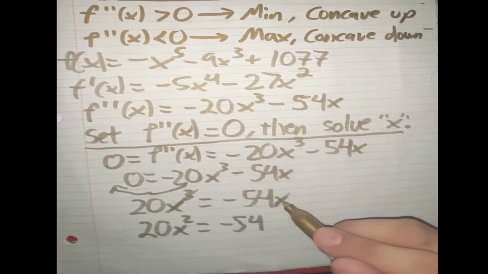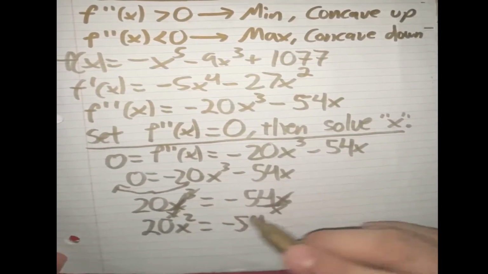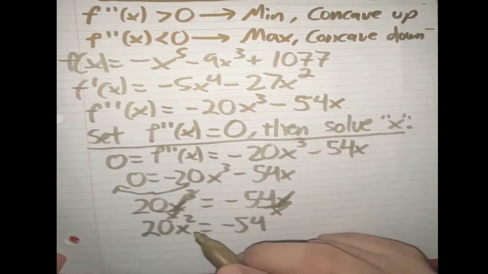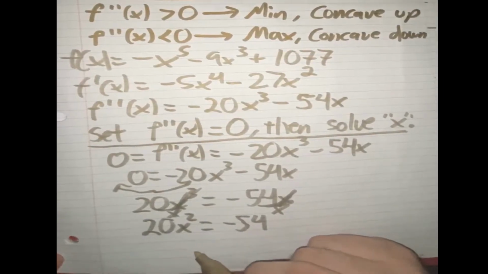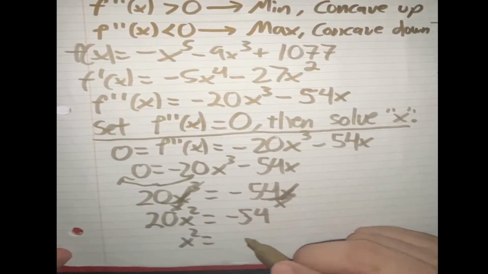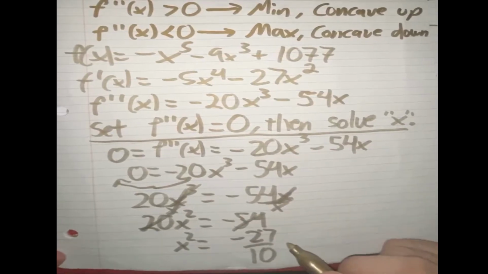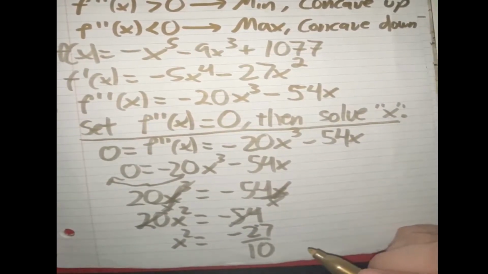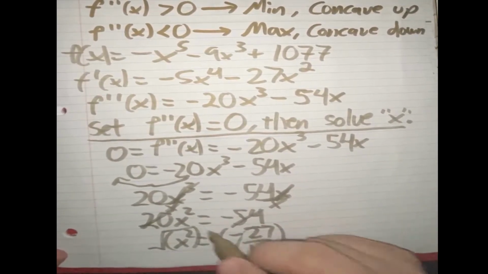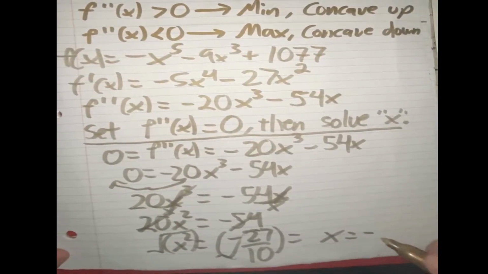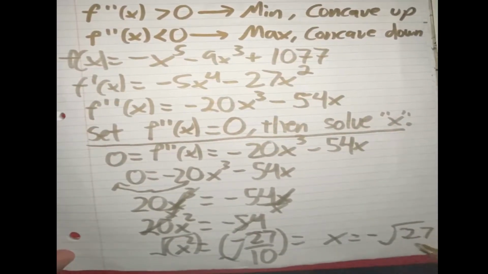And how did I do that? Since they both have an x, I divided both sides by x. And in doing so, the x over here cancels and the x over here is now x squared. So now we're simply going to solve for x. So x squared is equal to negative 27 over 10. All I did was simplify the 54 and the 20. And now we have to take the square root of both sides, which means x is equal to negative square root of 27 over 10.